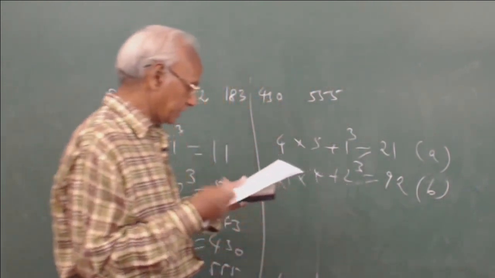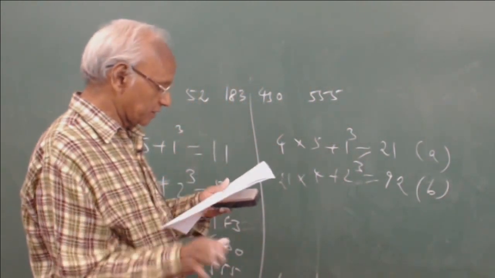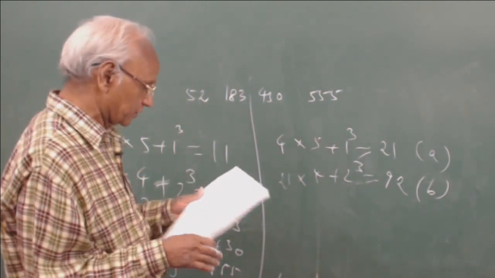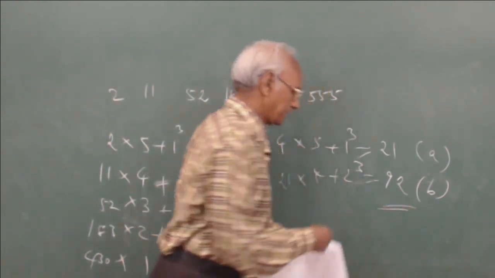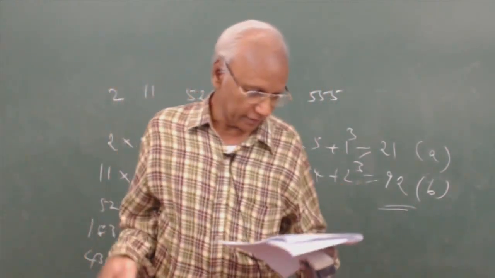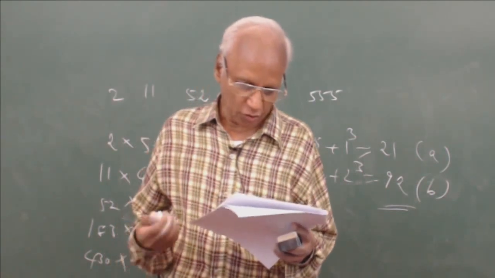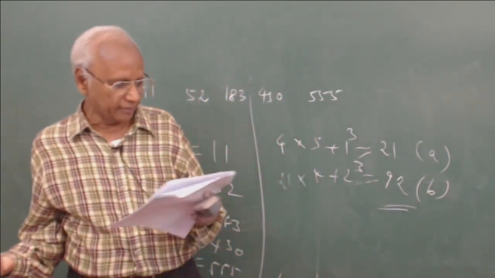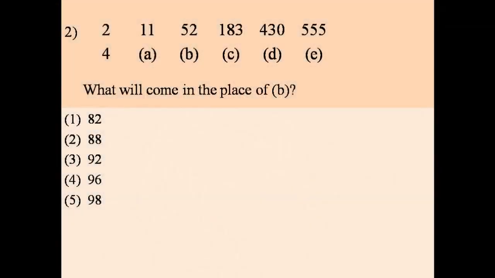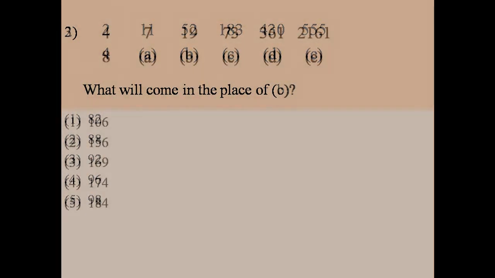Now what is asked here is only what will come in the place of B. Here also it is only up to B that is asked, so you can stop here. If C is asked, you have to go further. If D is asked, you have to go further, and so on. Here also the question stops here because what is asked is only B, and we have found it to be 92. That is choice 3.